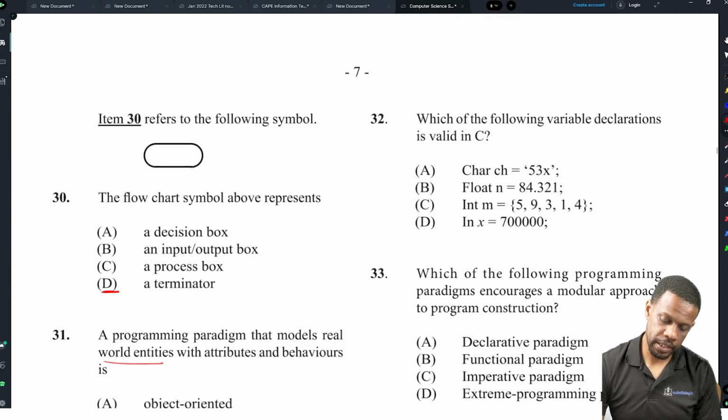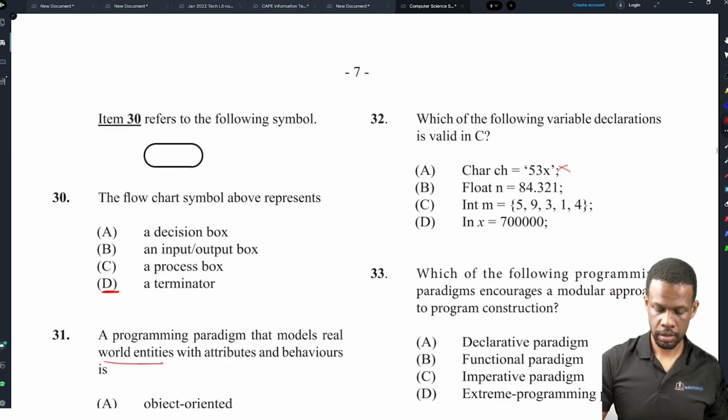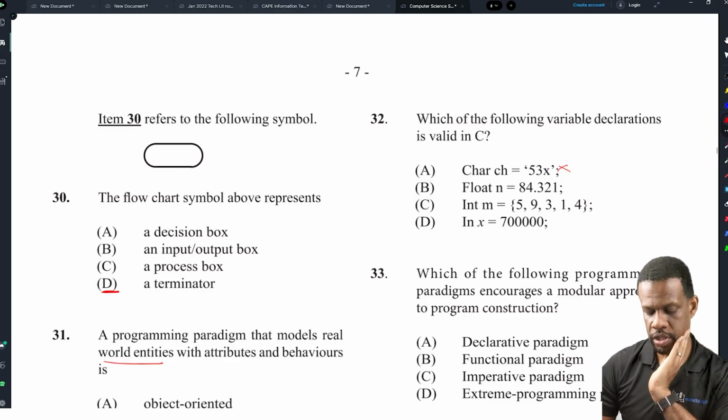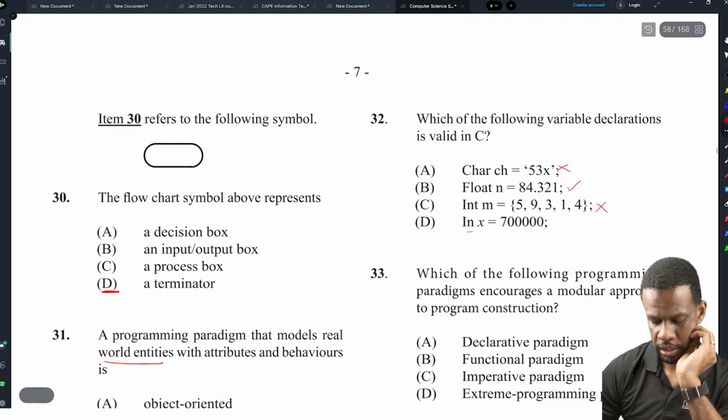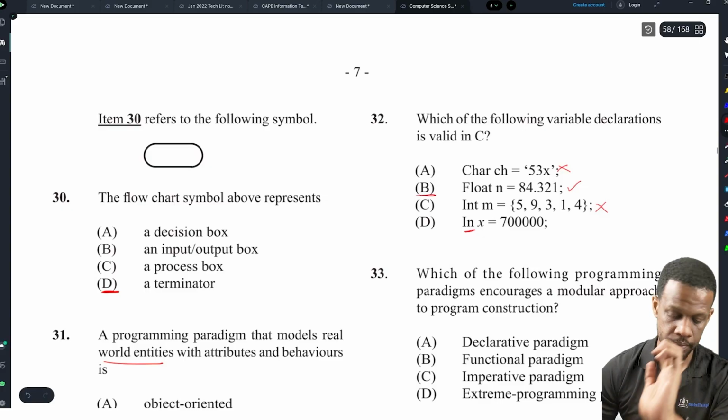32. Which of the following variable declarations is valid in C? Or the only one that is valid? Well, I mean, float n is wrong for sure because it's a character, so let's leave it as one character. Int m, this is an array, so you're supposed to have the square brackets. A float could be 84, 0.321, yes, that is correct. Y is an int x. Oh, they just have int x, right? Okay, so the answer is B.